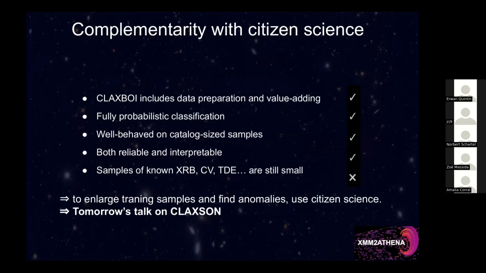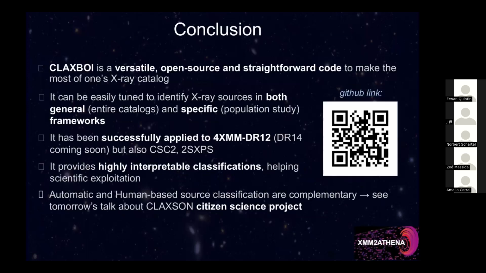30 seconds. This is just a teaser for tomorrow, because right now we have a value-added catalog, a probability classification, which can be applied on all sample sizes, and it is both reliable and interpretable. But some classes lack a big training sample. And this is why I say that machine learning and citizen science are complementary, because citizen science can be used to enlarge your training sample, but also find anomalies in your catalog. This is done by the Klaxon citizen science platform that I will present tomorrow. And here is my conclusion. Thank you.